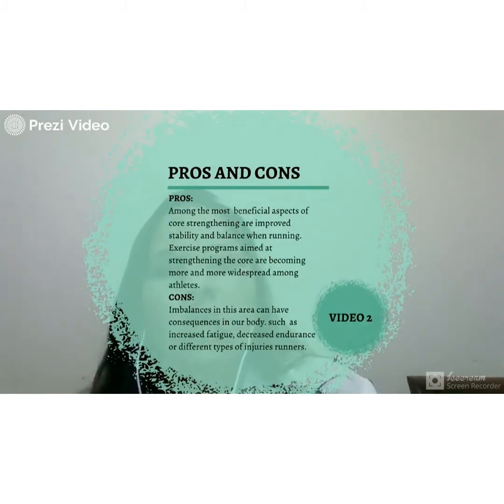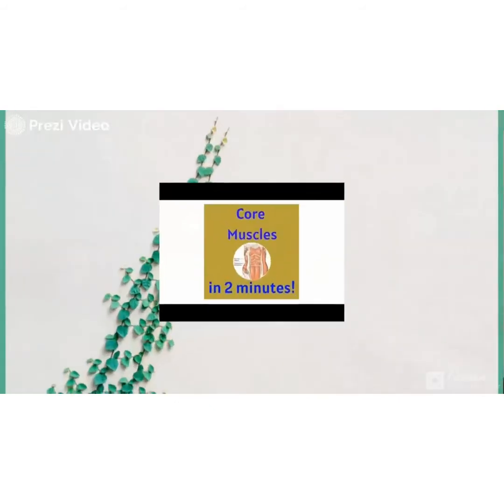Pros and cons. Pros: among the most beneficial aspects of core strengthening are improved stability and balance when running. Exercise programs aimed at strengthening the core are becoming more and more widespread among athletes. Cons: imbalances in the area can have consequences in our body, such as increased fatigue and decreased endurance in different types of injured runners.